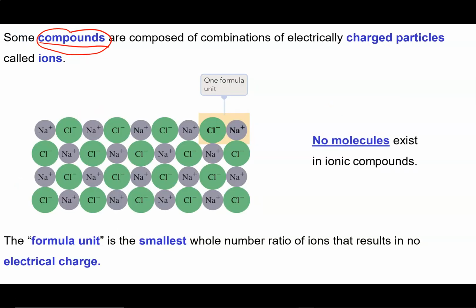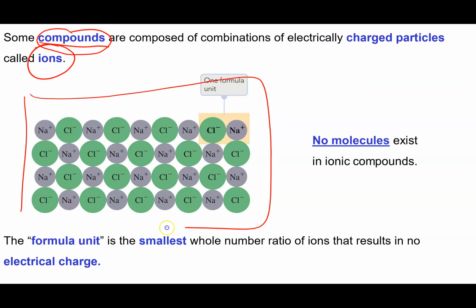Now, it is important to recognize that not every compound is composed of molecules. Some compounds are composed of combinations of electrically charged particles that are called ions. We'll be learning a little bit more about this later. So in these compounds, what you have is an extended, approximately infinite array of positive and negative ions that attract one another, and there is no discrete little bundle of atoms. There are no molecules present in ionic compounds.